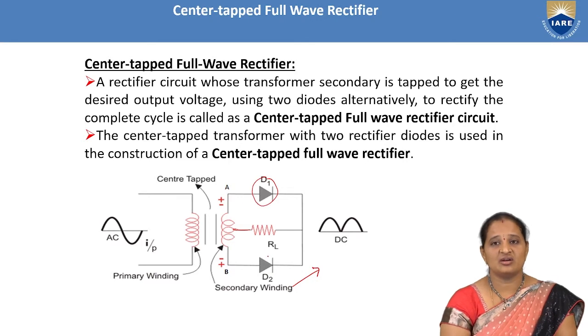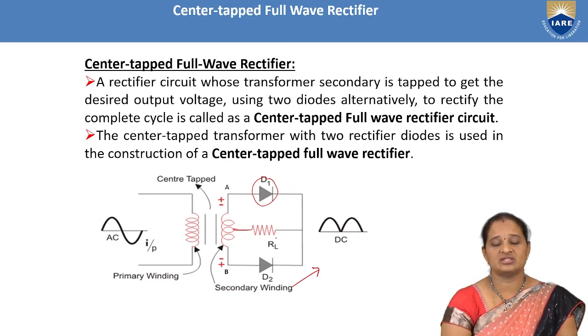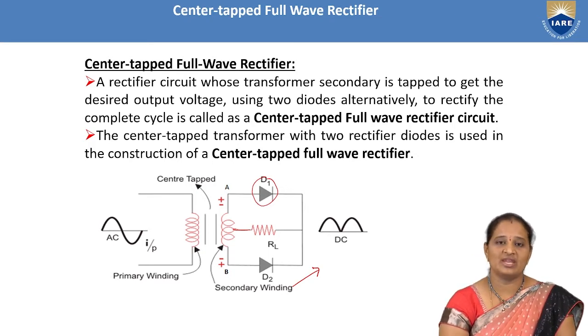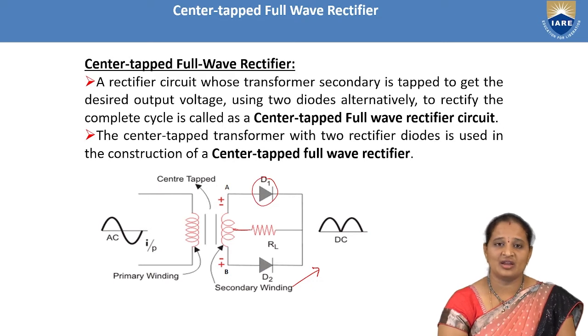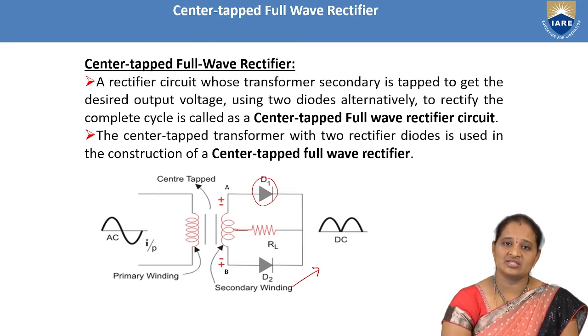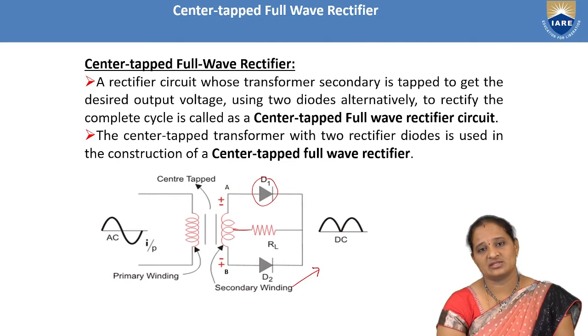This structure makes the current flow through the load resistor during both the half cycles of the AC input supply. Whereas in half wave rectifier, the current flows through the load resistor only during the positive half cycle of input, and during the negative half cycle of input AC supply, the diode is reverse biased and hence there is no flow of current through the load resistor.